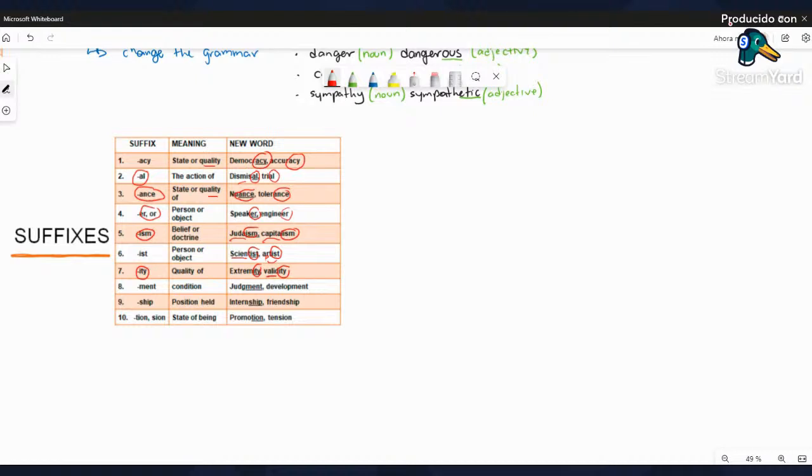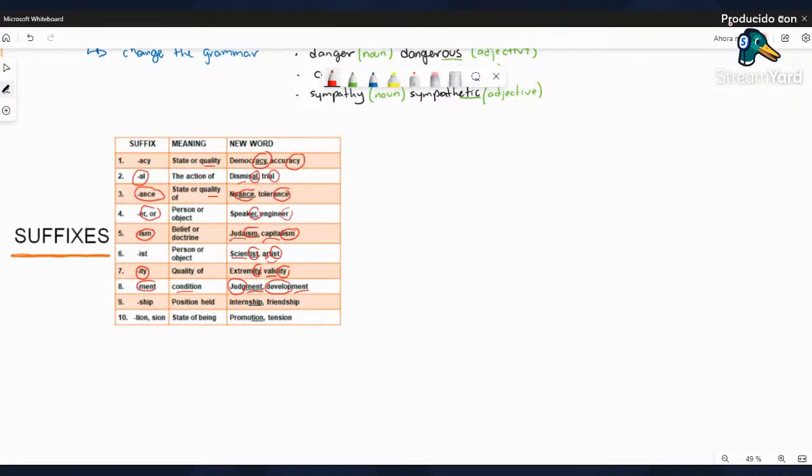And when I add the suffix -ment, it is the condition of that word. For example, the condition of judging is judgment. The condition of being developed is development. So I'm giving that condition to that, like for example, the company's development is increasing tremendously.